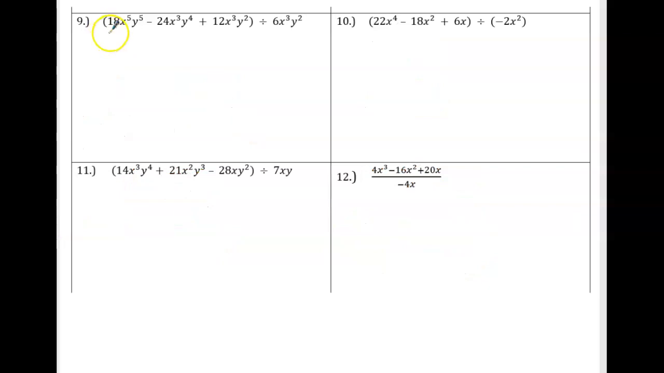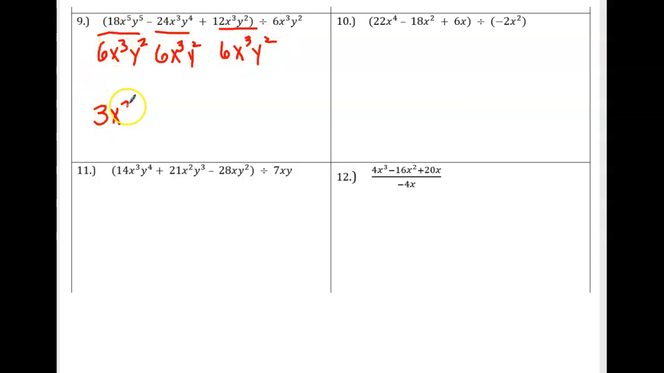All right, so it works the same way when we have different variables. So we got 6x cubed y. We're dividing each one by 6x cubed y squared. All right, 18 divided by 6 is 3. X to the fifth divided by x to the third is x squared. And y to the fifth divided by y squared would be y to the third.